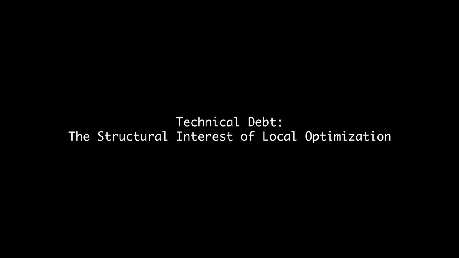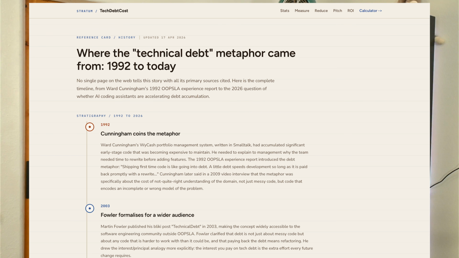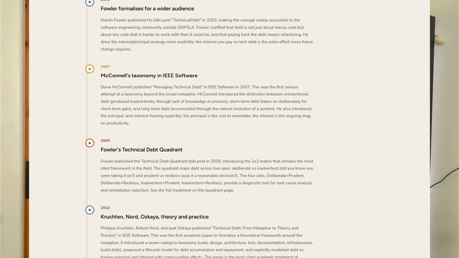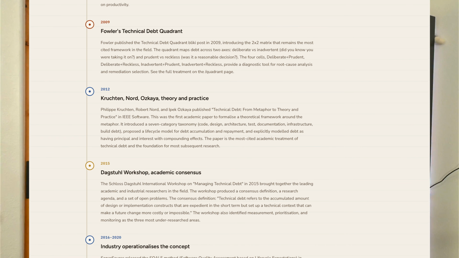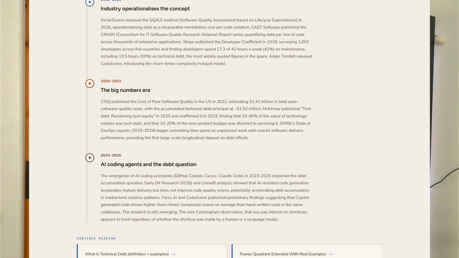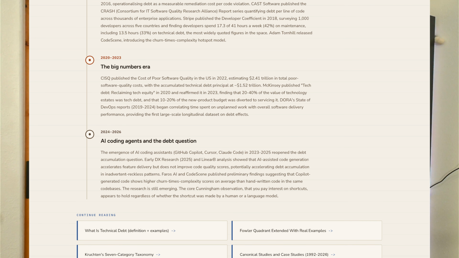Technical debt. The structural interest of local optimization. Technical debt serves as the structural architectural manifestation of localized short-term optimizations in software development. First conceptualized by Ward Cunningham in 1992, the tech debt metaphor describes how selecting a quick, temporary technical solution to expedite immediate feature delivery incurs a principal debt that must be eventually repaid with interest, or unexpected rework costs. Failing to systematically pay down this debt degrades the long-term maintainability, scalability, and security of the product.